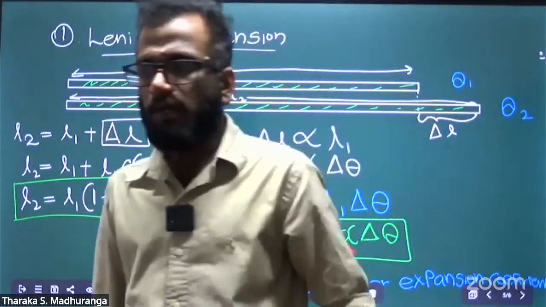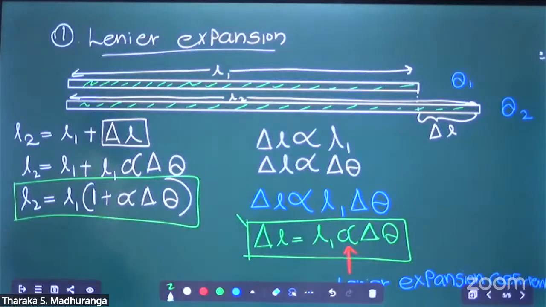Okay, write down the subtopic: get a relationship to calculate the final length. And write down this one, within bracket L2. For L2 calculation, this is the equation. Final length.